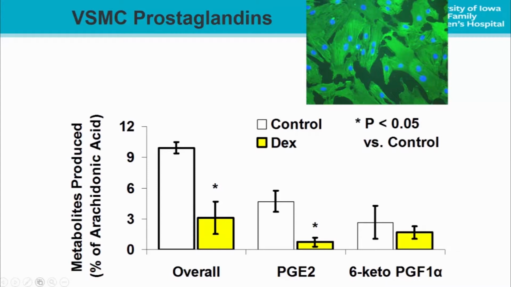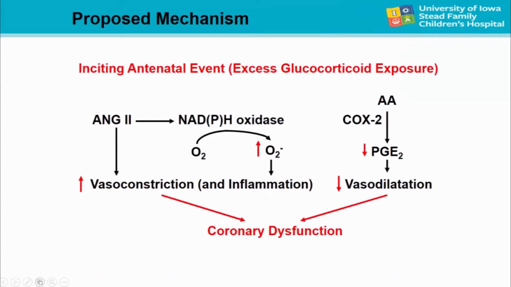So to conclude this first example in sheep, we feel like the inciting antenatal event, in this case excessive glucocorticoid exposure, is really throwing off the balance of vasoconstrictor mediators, superoxide, and vasodilatory components, prostaglandins, leading to an imbalance of constriction and dilation, leading to a primary coronary artery dysfunction, again, in the absence of significant hypertension.